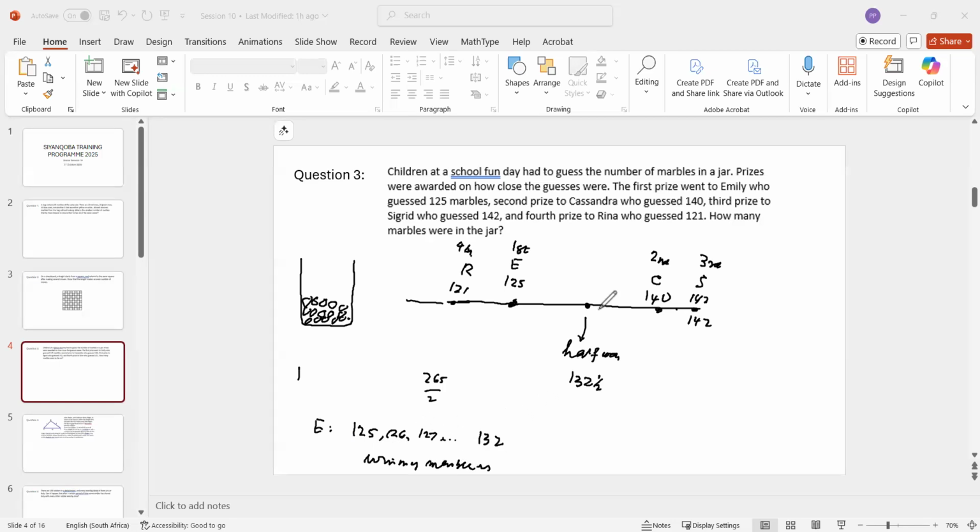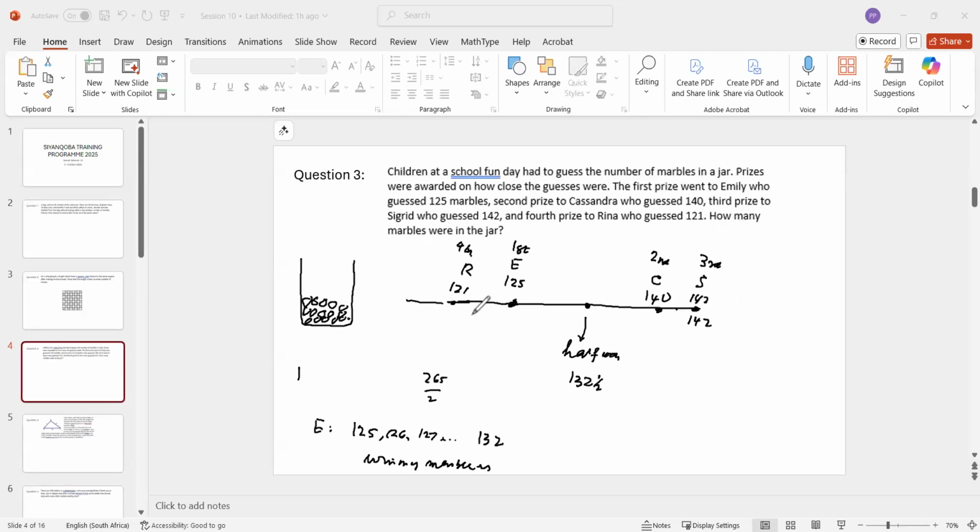Where Emily came first, you see. Cassandra, she missed it. So she's somewhere on that side, and further away from the actual one. So the winning marble is here somewhere. Okay, now let's look at the third and the fourth.